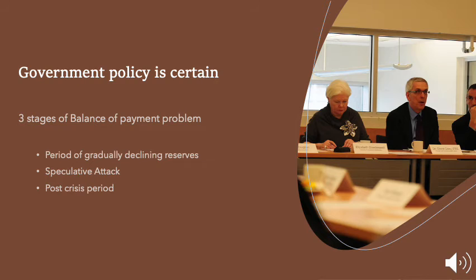The second stage is the speculative attack, when the government has exhausted its reserves, and because of that there will be an increase in the price level, an increase in the rate of currency depreciation, and an increase in the nominal supply of money. And because of the speculative attack in the second stage, the investors' holdings of both private and foreign money will also decrease, which is already explained in the figure in the previous slide.